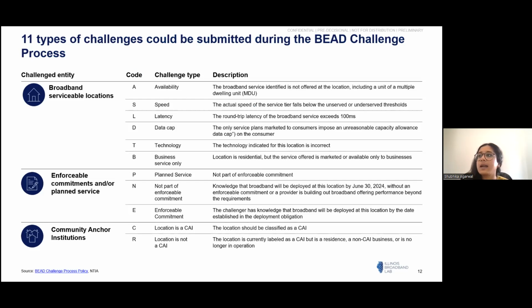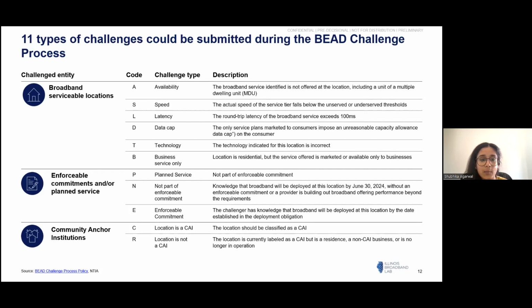In the next slide here, we're basically looking at the different types of challenges that would be accepted as part of the BEAD challenge process. So 3 categories, essentially: broadband serviceable locations, enforceable commitments or planned service, and community anchor institutions. So for broadband serviceable locations, the challenges can be made based on availability, speed, latency, data cap, technology, and whether it's only business service that's available at that location.